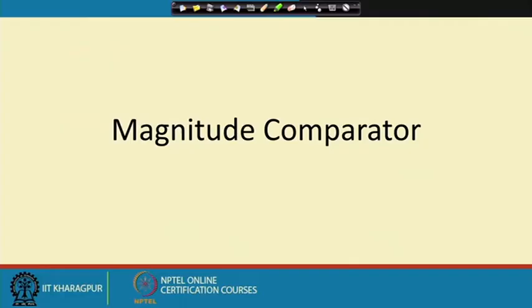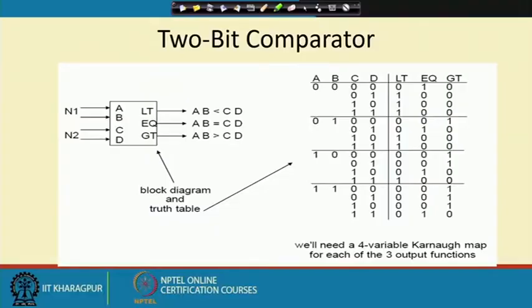Next, we will be looking into another very important arithmetic module, which is known as the magnitude comparator. So, I have got two inputs. I need to tell whether one of them is equal to the other, greater than the other, or less than the other. So, if I have got a 2 bit value, it is like this. Suppose AB is the first number and CD is the second number.